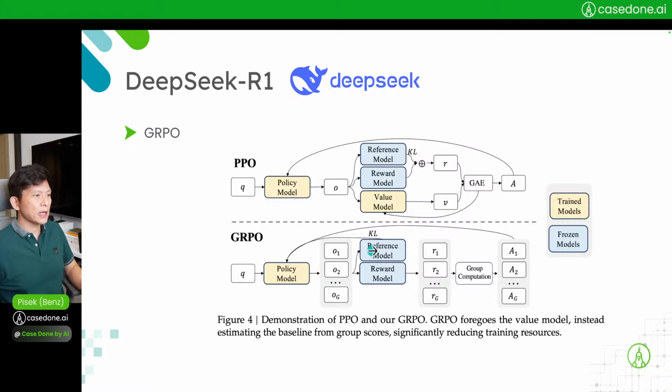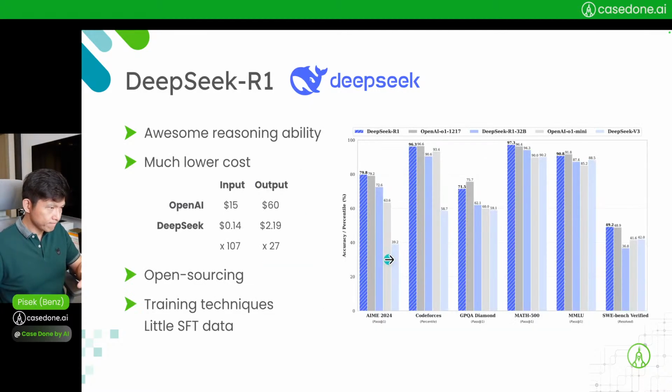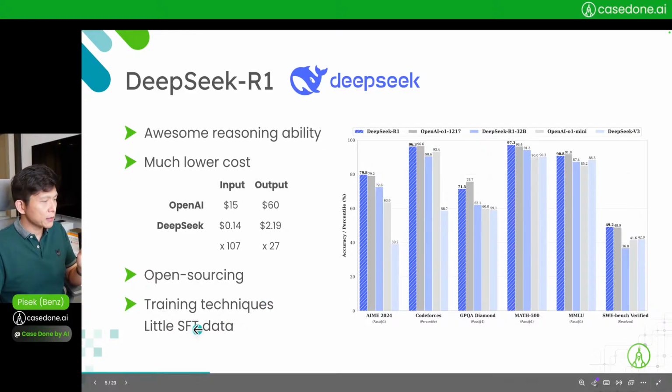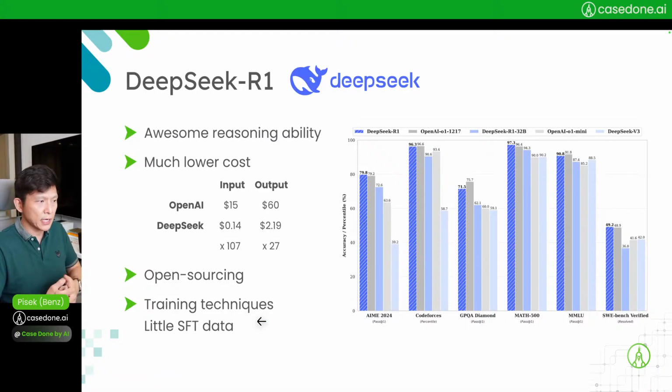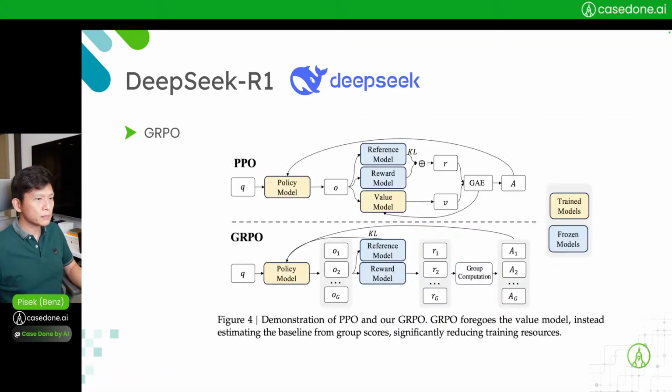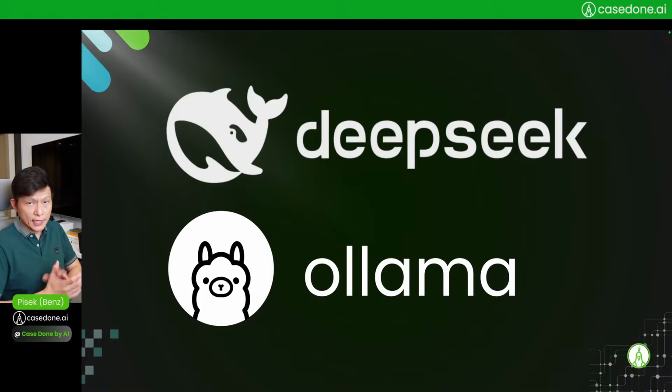And that's about it. The training technique and the reduction of the high quality data probably results in better training and cheaper training as well. Anyway, that's about the technical stuff.